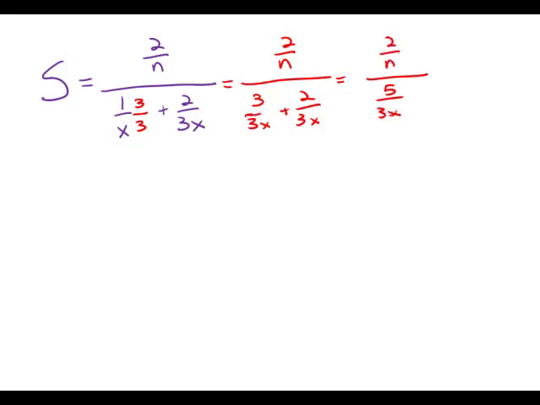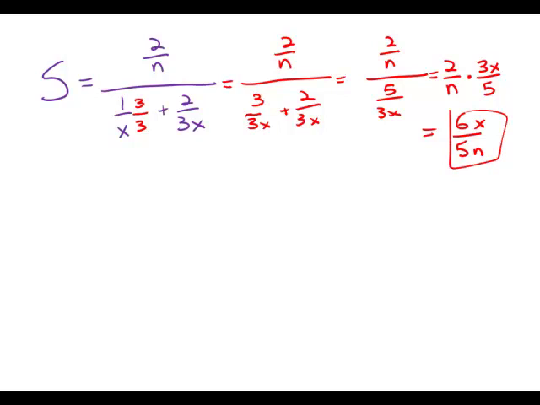So then what we have is a single fraction in the numerator and a single fraction in the denominator. Well, a fraction divided by a fraction really means the fraction on the top multiplied by the reciprocal of the fraction on the bottom. And so really what S boils down to is just 6x over 5n. So that's a much, much simpler expression.